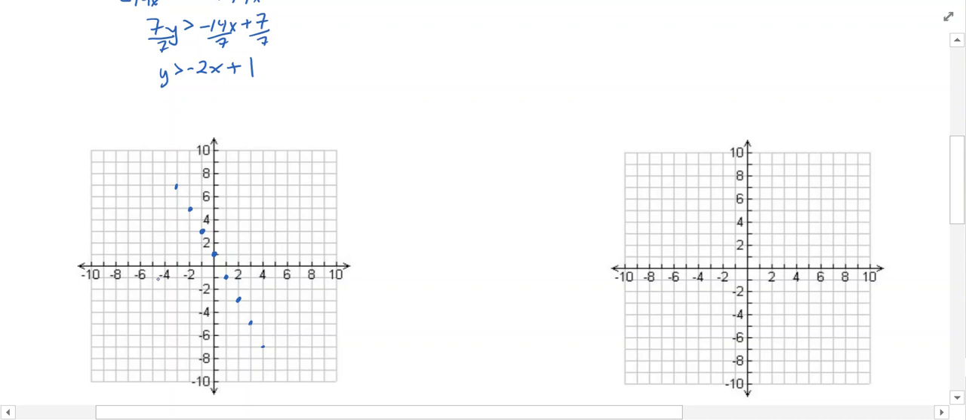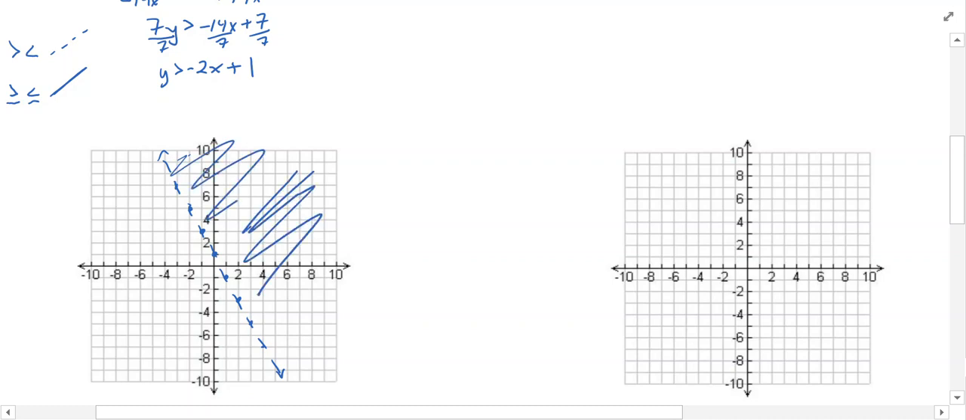All right, now this is an inequality. So with inequalities, remember, if it's greater than or less than, but not equal to, you're going to do a dashed line. If it's greater than or equal to, less than or equal to, you're going to do a solid line. So since this one is just greater than, we are going to do a dashed line. I'm sorry, I'm not using a straight edge, but hopefully you are and your lines are straight. Okay, so now it's saying y is greater than. So remember, when it's greater than or greater than or equal to, you're going to shade above the line.